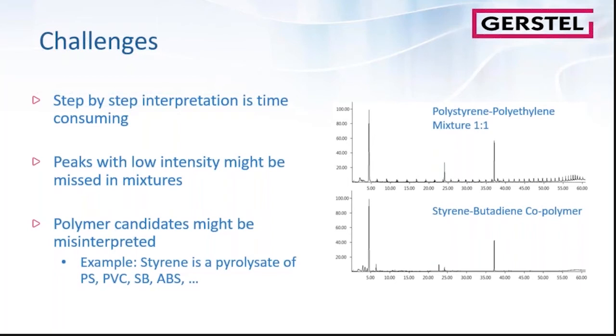The same is true for the lower chromatogram, styrene butadiene copolymer. The only thing we immediately recognize is the styrene components, monomer, dimer, trimer, and the butadiene components are these tiny peaks here, the early eluting tiny peaks in front of the styrene peak. So this could be missed when only looking at this chromatogram ourselves. And then last point, we can misinterpret some of these peaks, especially the styrene is a pyrolysate of several polymers. So that's already pointed out here.